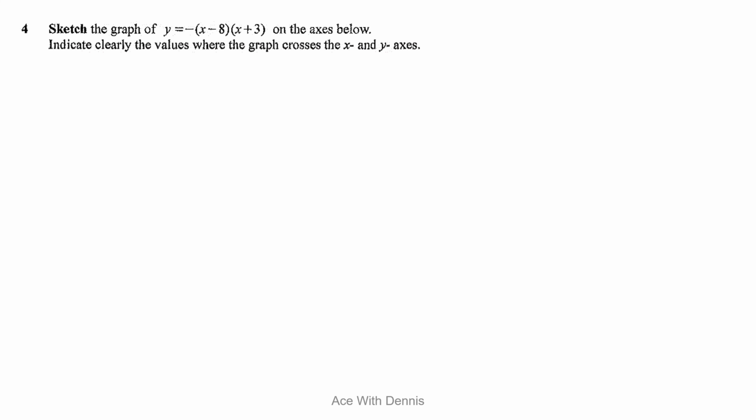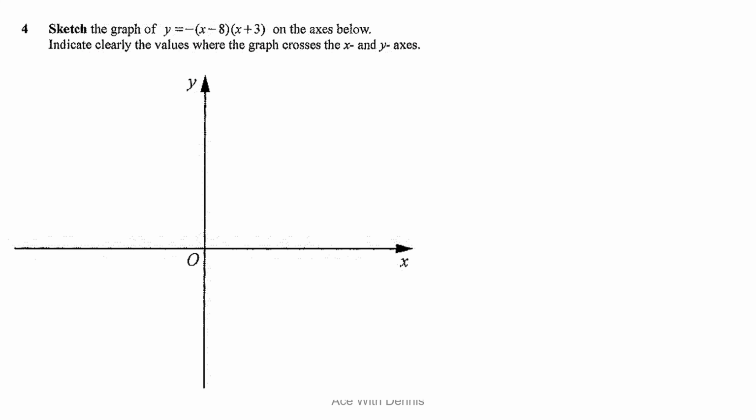Question 4. Sketch the graph of y equals negative bracket x minus 8 times x plus 3 on the axes below. Indicate clearly the values where the graph crosses the x and y axes. So here are the axes, and this question carries 2 marks. To sketch this quadratic graph, we need to follow 4 steps. Step number 1, identify the shape of the graph.